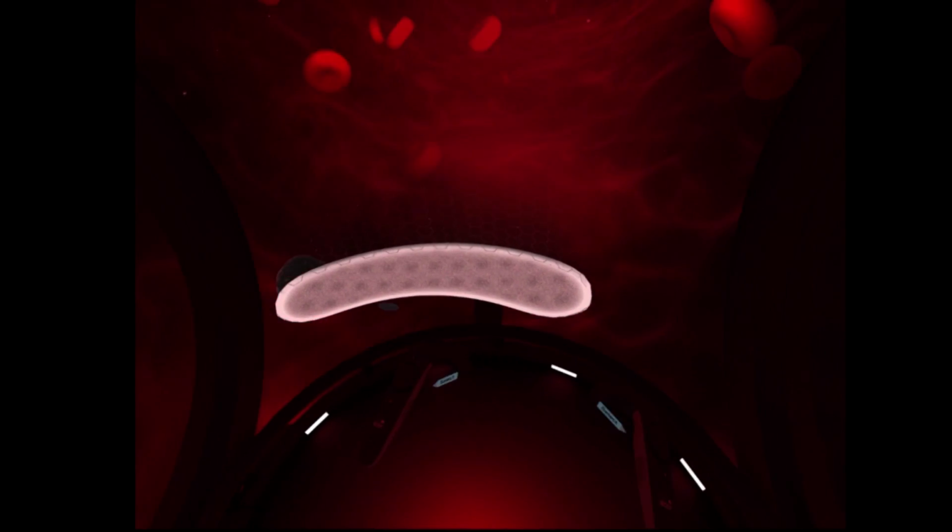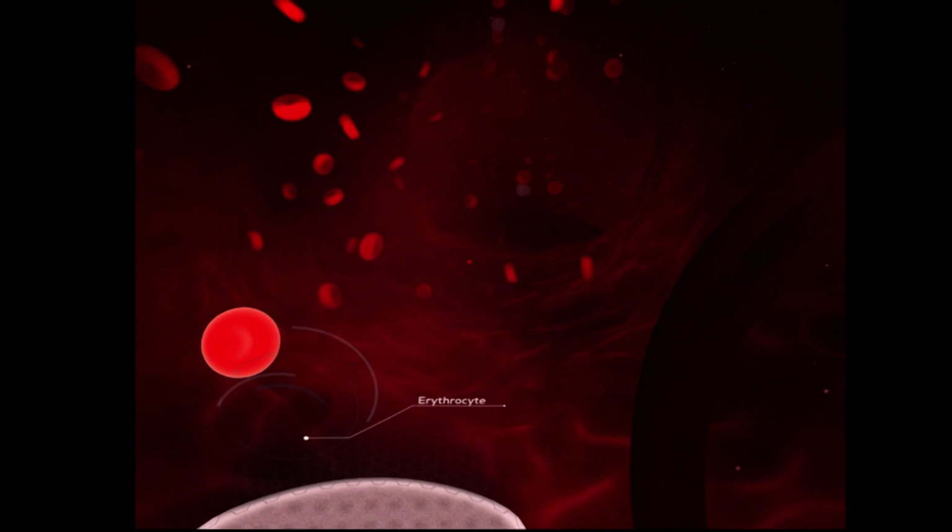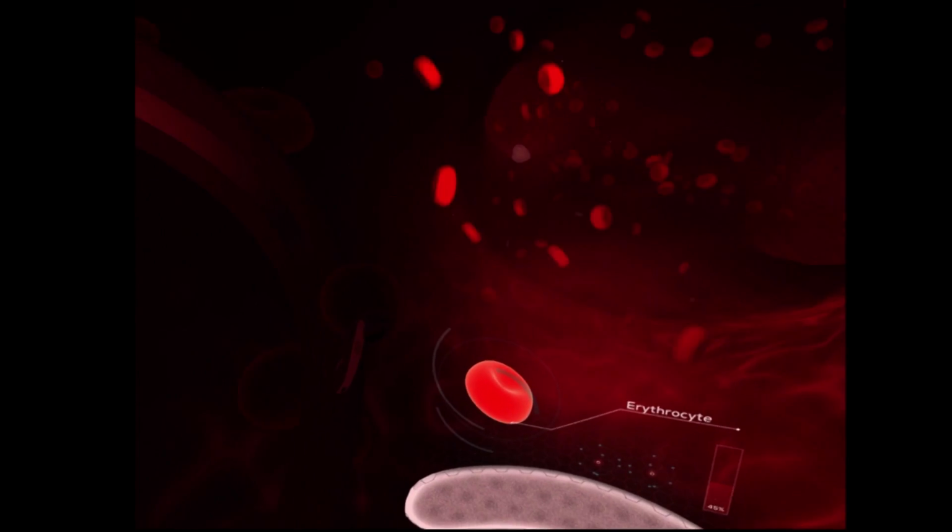Let's take a look at the blood's most prominent cell, the red blood cell. Red blood cells, or erythrocytes, take up almost half of the blood's total volume, giving a red colour to our blood. Their main function is to transfer oxygen from our lungs to vital parts of our body. Okay. Interesting so far.